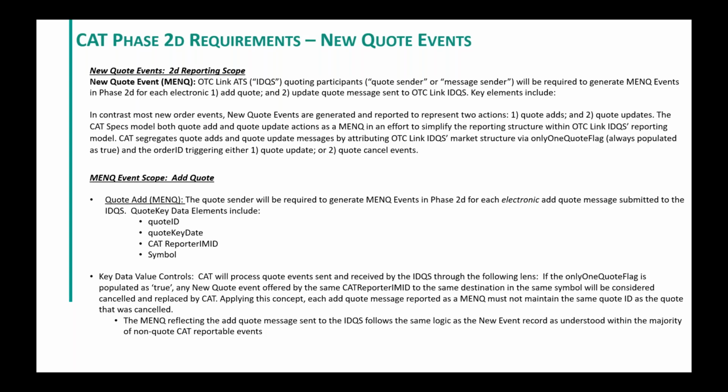So really the key values here are the quote ID. That's not going to be dispositive in the linkage. The quote ID could theoretically be whatever the quote subscriber wants it to be. The quote key date, the CAT reporter IMID, symbol, and then the bid and ask values, the size and prices. Also included is the firm designated ID. That's going to be the account of the market maker's either market making account or omnibus account or some form of firm market making account for OTC securities in most cases.